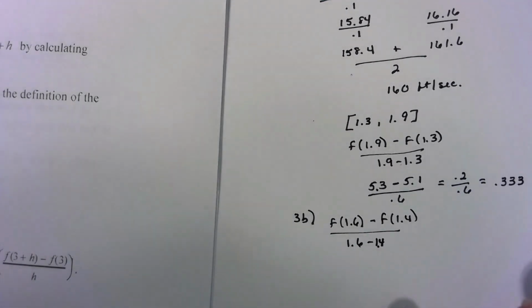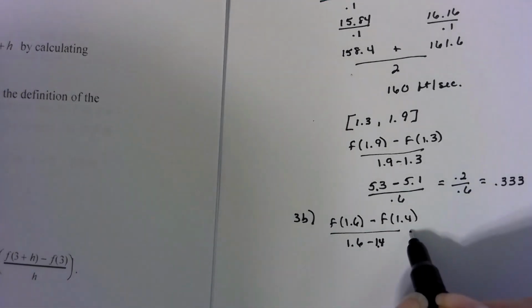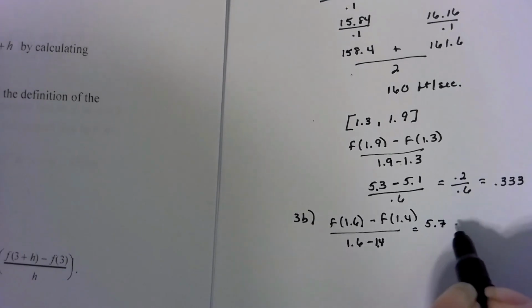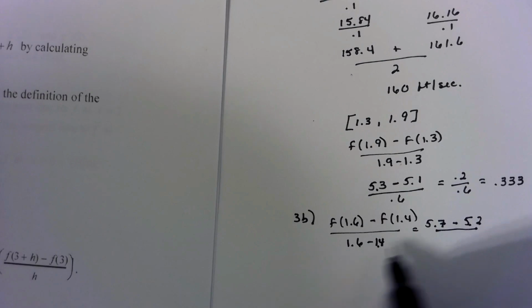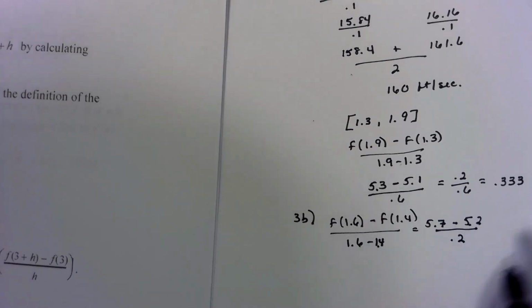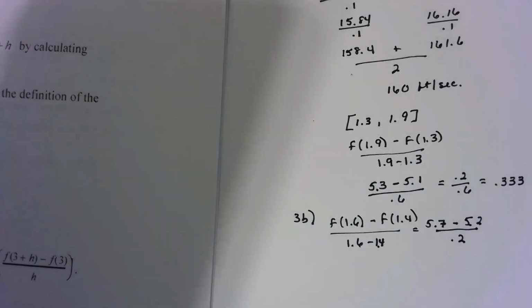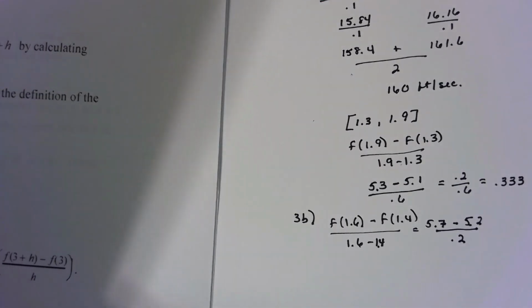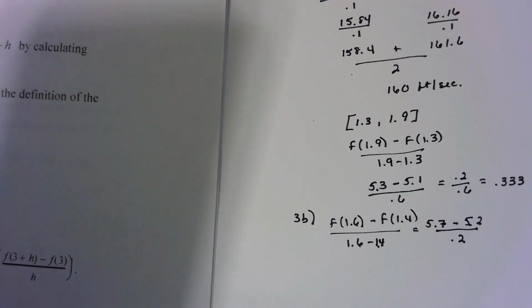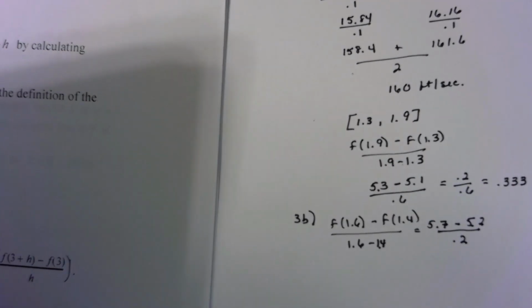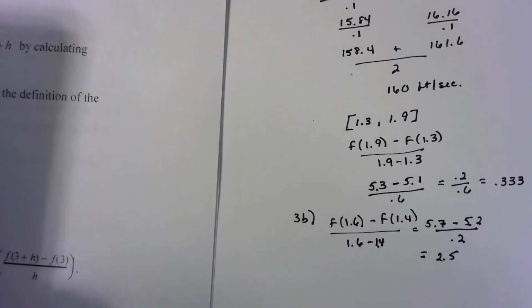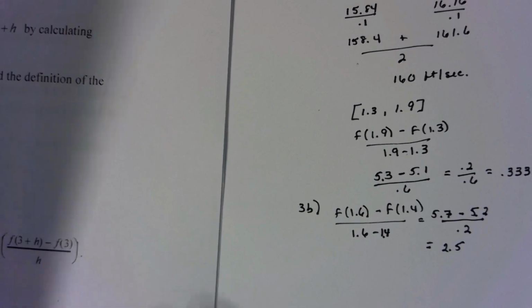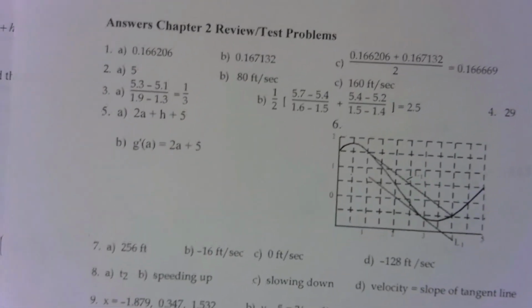F of 1.6 is 5.7 minus 5.2. 1.6 minus 1.4 is 0.2. And if I pop that into my calculator, because I don't want to make an error, because I have not had enough coffee yet this morning, we get 2.5. And guess what? He did it the long way in the answer key. Okay, just to show you.